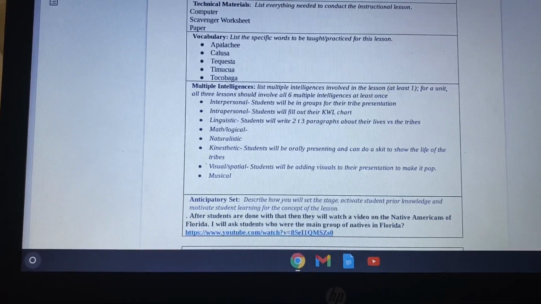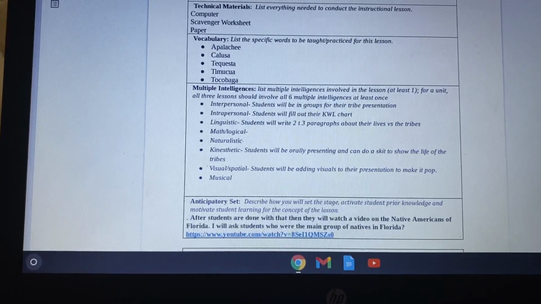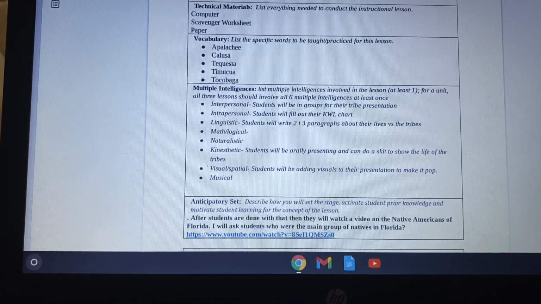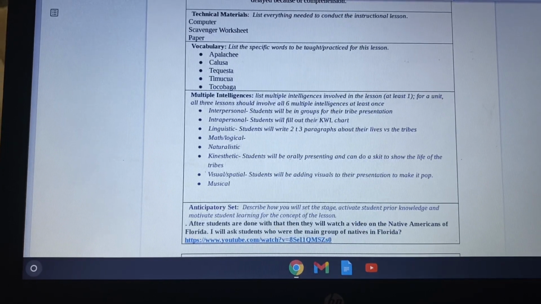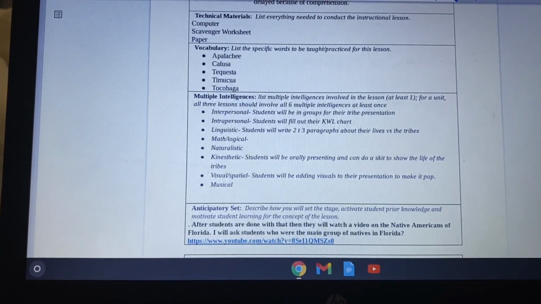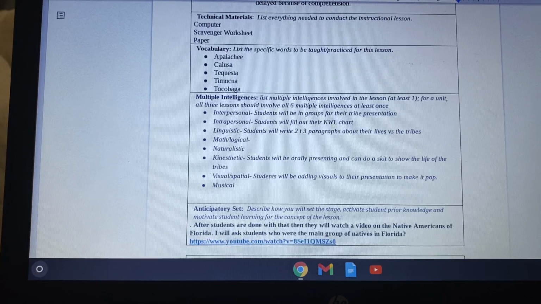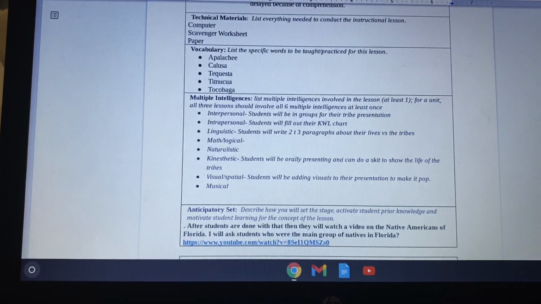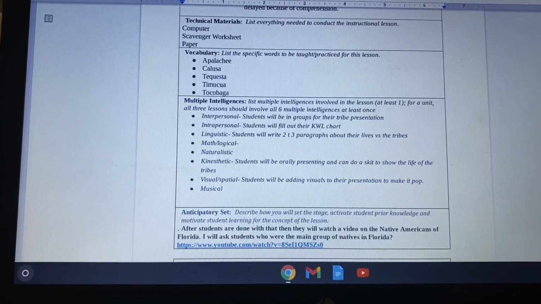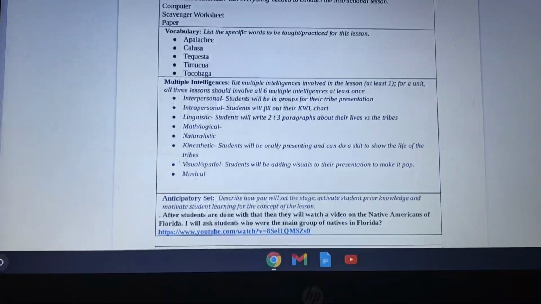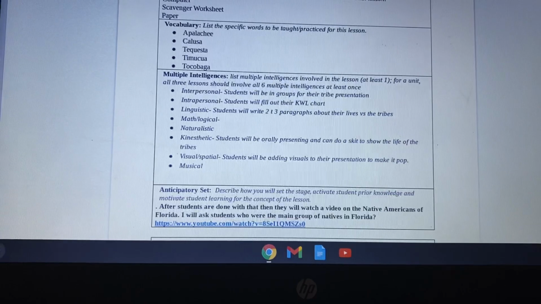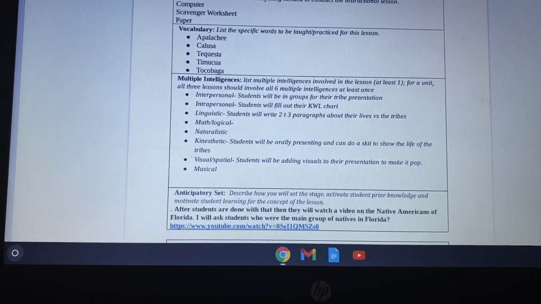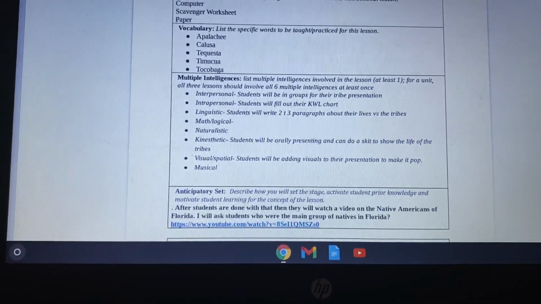Students will be in groups for the tribe presentation. Intro: students will fill out their KWL chart. Linguistic: students will write 2 to 3 paragraphs about their lives versus the tribes. I didn't have anything for naturalistic or math. For kinesthetic, I said students will be orally presenting and can do a skit to show the life of the tribes. And then visual for spatial, I said students will be adding visuals to their presentation to make it pop, and I didn't have anything for musical.